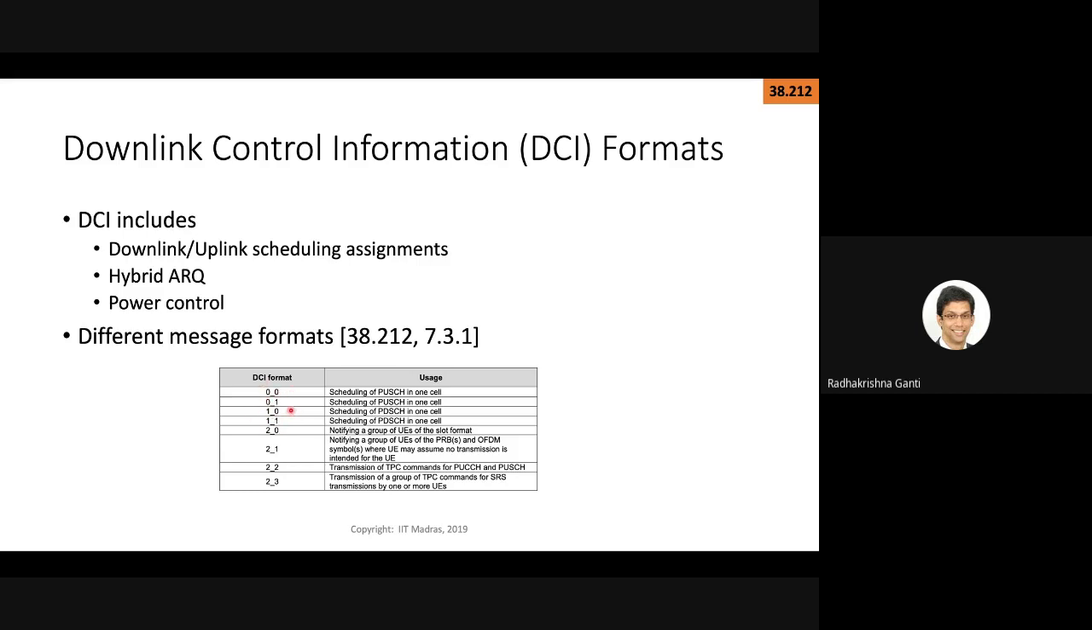So let's look at 0_0 and 0_1. 0_0 is called the short format or the default format for uplink PUSCH scheduling. 0_1 is the long format for PUSCH scheduling. 1_0 is the default or short format, and 1_1 is the long format. So things starting with 0 correspond to uplink scheduling, and things starting with 1 correspond to downlink scheduling. The second number, if it is 0, means a shorter DCI format, and 1 means a longer DCI format. The same holds for the other formats.